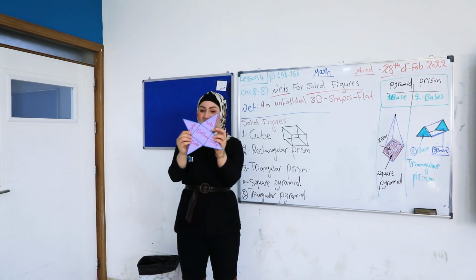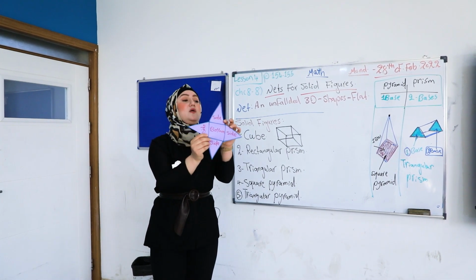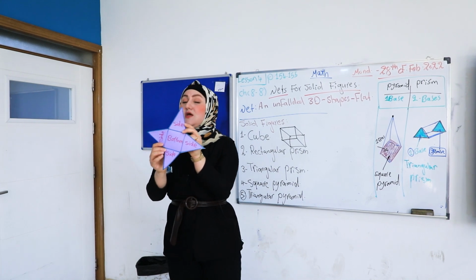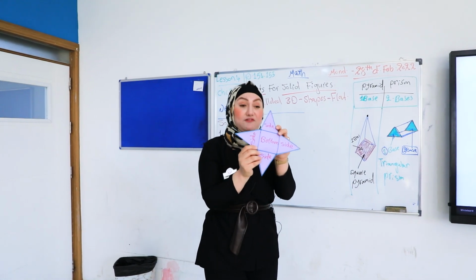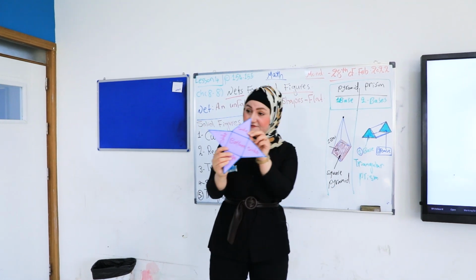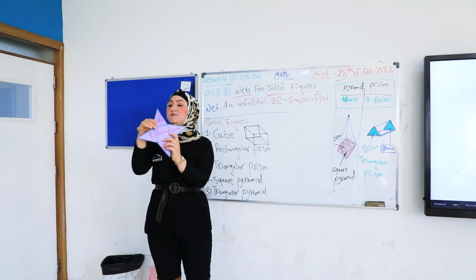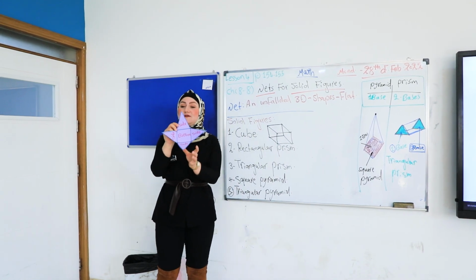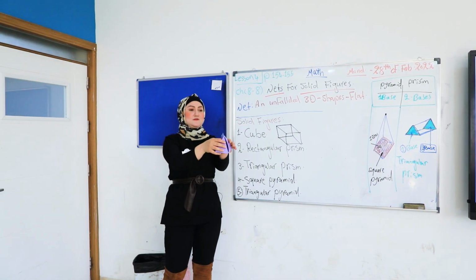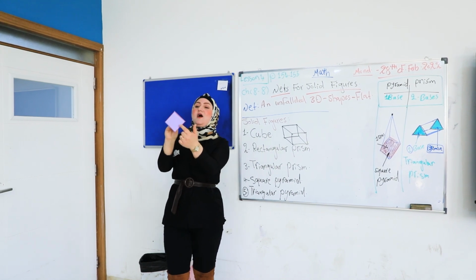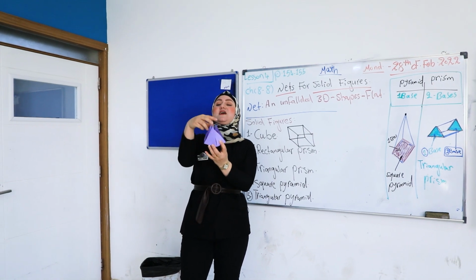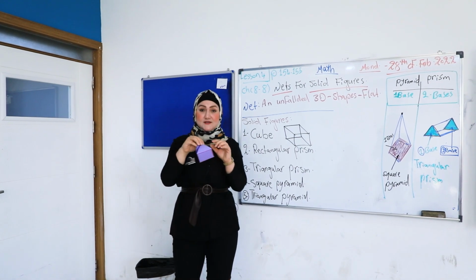When you have a net, this is a net. What do we call this? It's an unfolded 3D shape, and it is flat. Isn't it flat? Yes. It's flat. So what do we call it? Net of what? Of a square pyramid. Why pyramid? Because of having only one base.